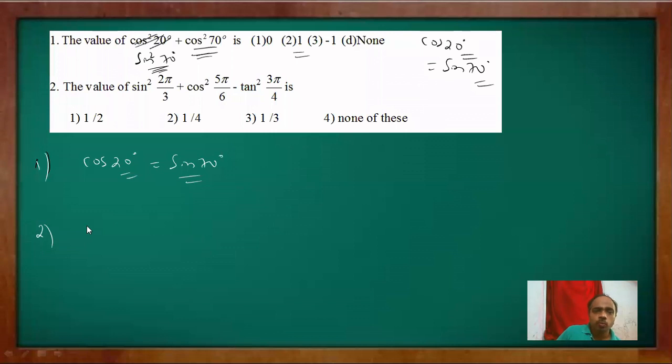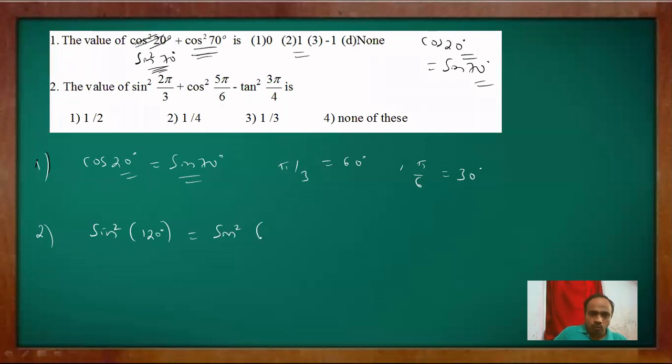Sin square 2 pi by 3. If you are confused with 2 pi by 3, pi by 6, you can write in degrees also. 2 pi by 3 means 120 degree. Because pi by 3 means what? Pi by 3 means 60 degree. Pi by 6 means 30 degree. You know this, some standard degrees and radians. So 2 pi by 3 means double, 120.